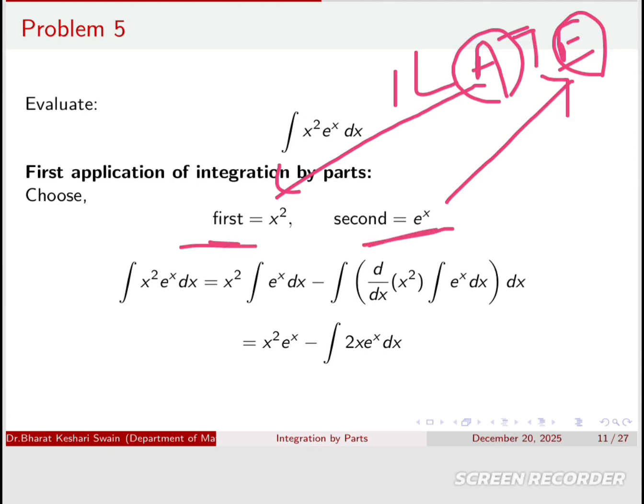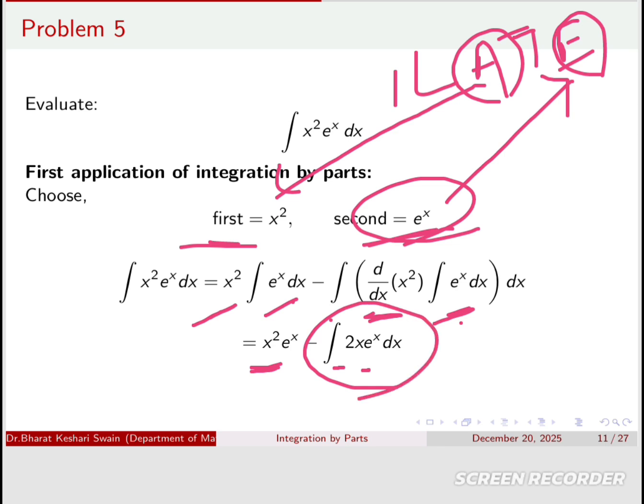So use the rule now. What is the rule? First into integration of second. Integration of e to the power x is e to the power x. Then minus derivative of first, then integration of second, whole integration. So x square into e to the power x, minus the integration of the derivative of x square, so it is 2x, then integration of e to the power x, which is e to the power x. Now we have to integrate this: x square e to the power x minus integration of 2x e to the power x dx.